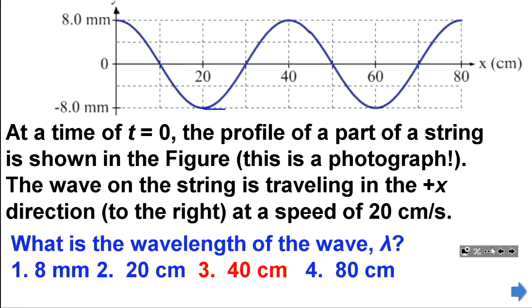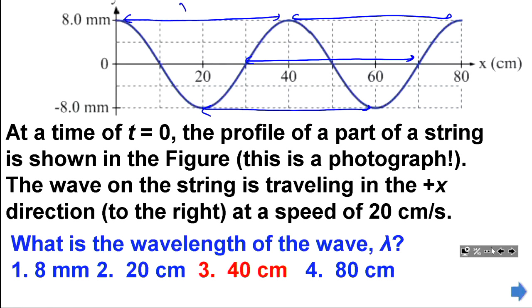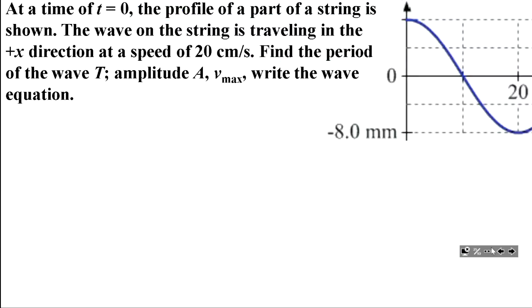This is a wavelength. This is a wavelength. Of course, this is a wavelength. 40 centimeters. Well, we don't need to see the whole graph. We know it's centimeters. We know the wavelength is equal to 40 centimeters or 0.4 of a meter.